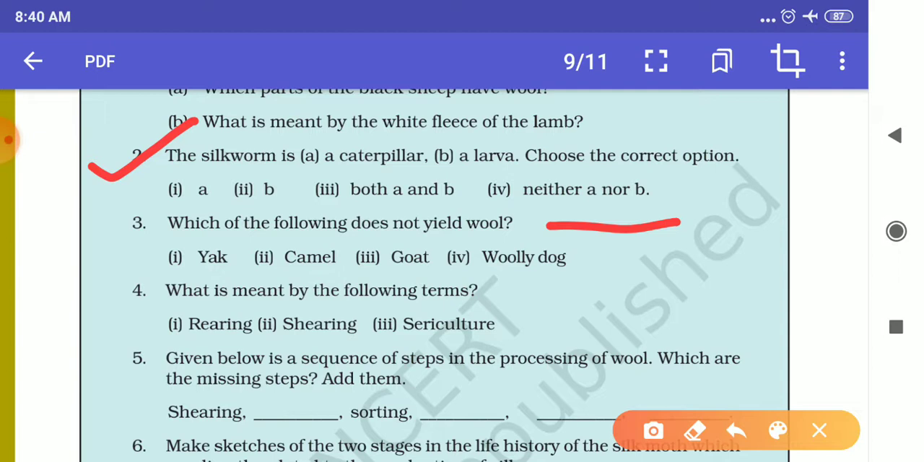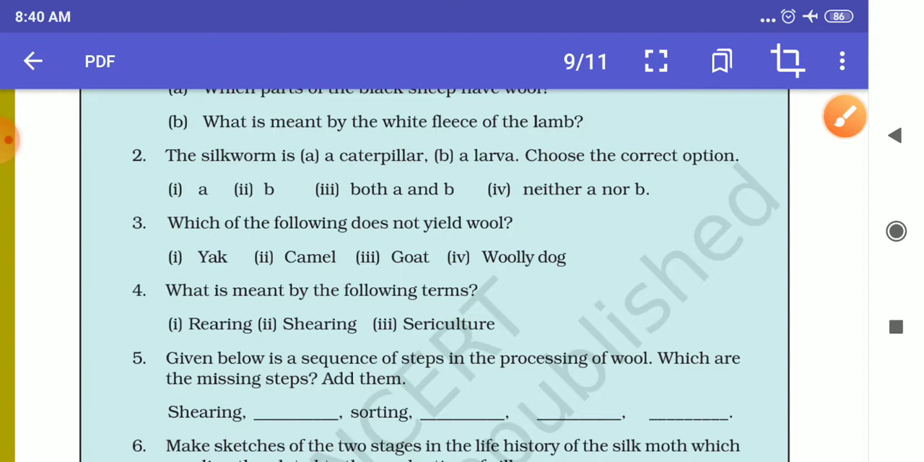We have already discussed that the silkworm, when it comes out from the egg, it is called larva, and this larva is also called caterpillar. Therefore, your answer should be both A and B. That is, the silkworm is a larva also, it is a caterpillar also.